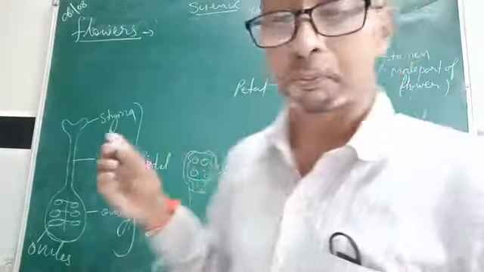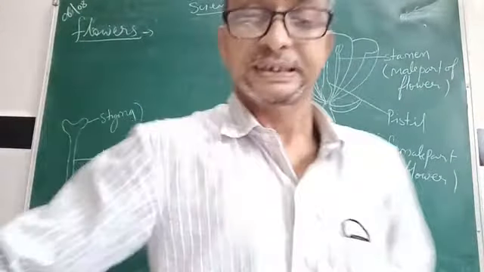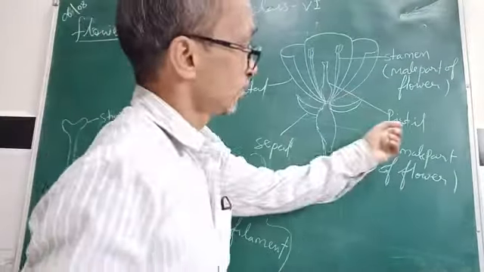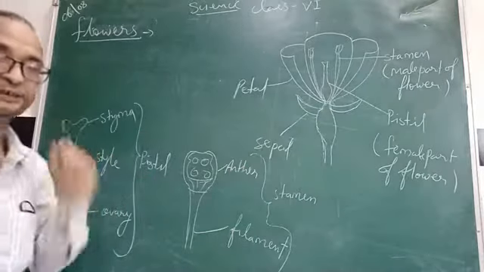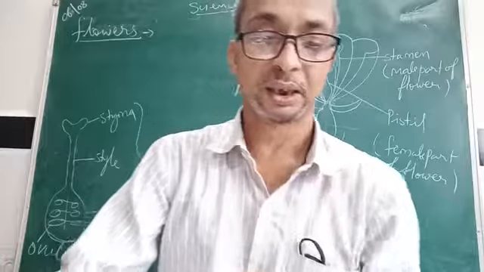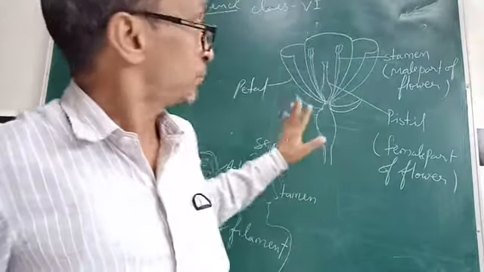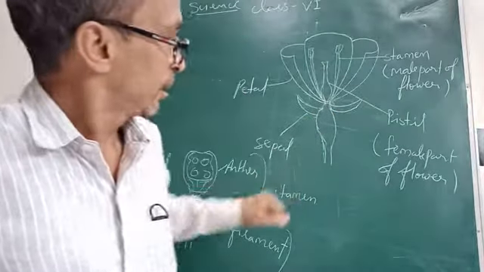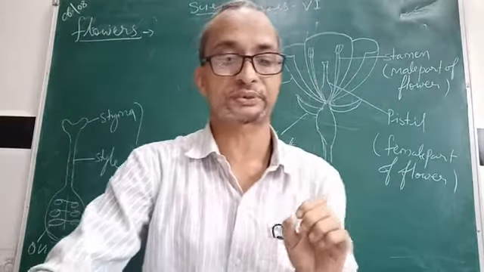So the main parts of flowers are: sepal, petals, pistil, stamen, anther and stigma. These are the main parts of the flowers. So sepal, petal and stamen are the three main parts of the flowers.